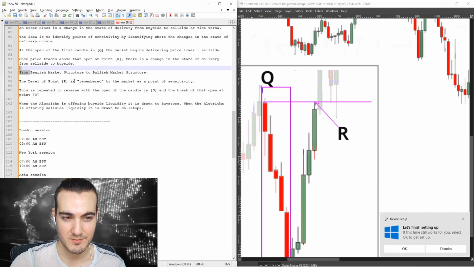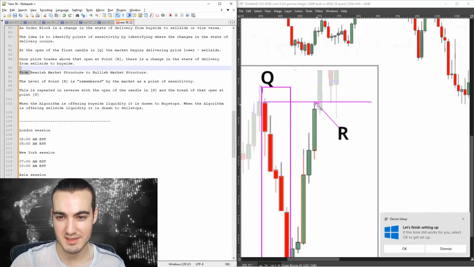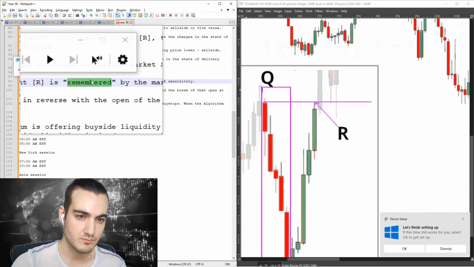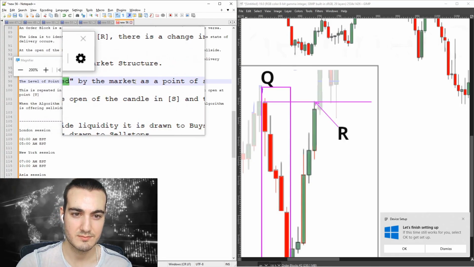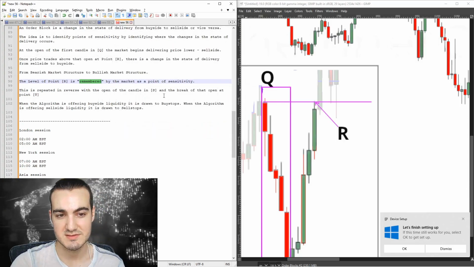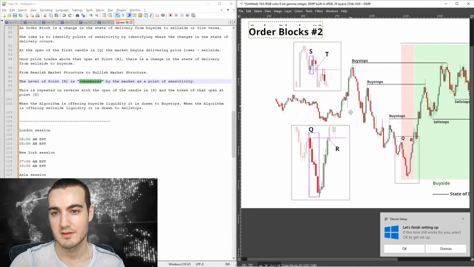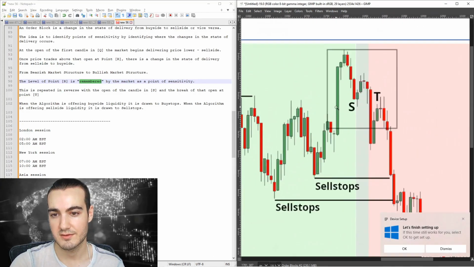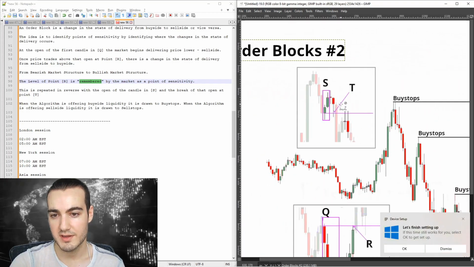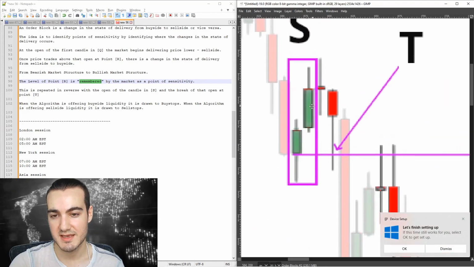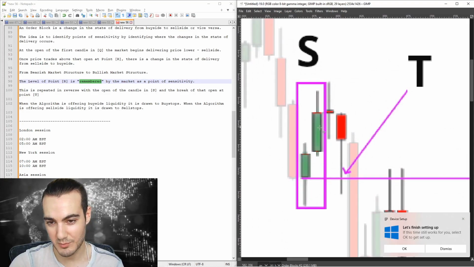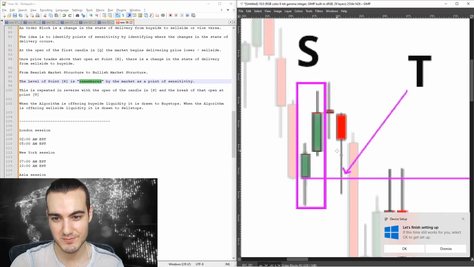structure. And this level of R is, as he says, remembered by the market as a point of sensitivity. And this is repeated again at this point up here, at point S and T, and I break it down in this little box. In this case, we are in bullish market structure with these two bars here.